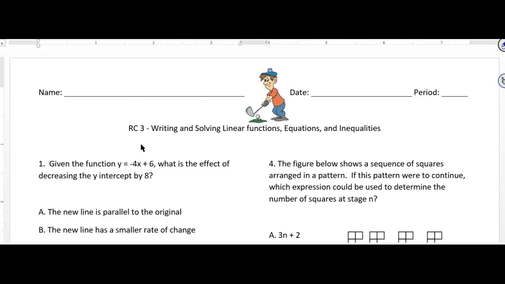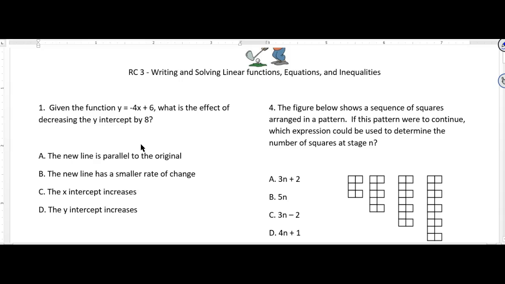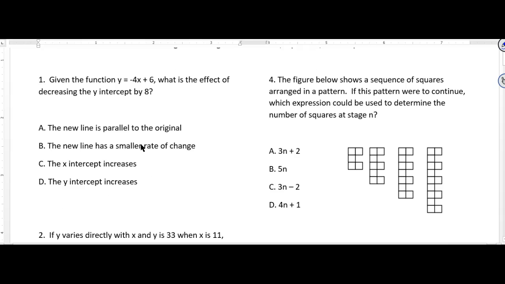Alright, we got category 3 review: writing and solving linear functions, equations, and inequalities. We start with number 1. We have a function y equals negative 4x plus 6. What's the effect of decreasing the y-intercept by 8?